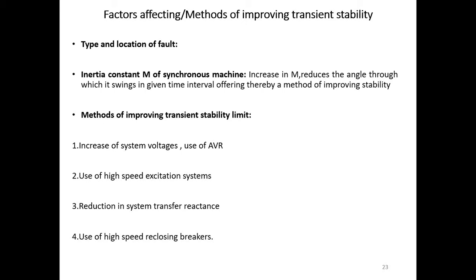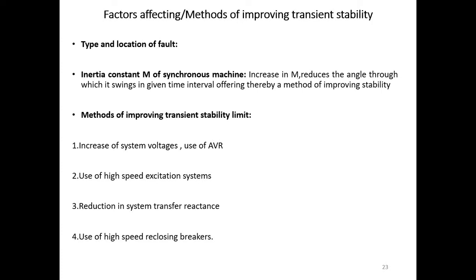And second point, inertia constant. So what is the effect of the inertia constant M of the synchronous machine? Increasing M reduces the angle through which it swings in a given time interval. That means whenever a sudden disturbance occurs, rotor angle delta causes the swing, but if the inertia constant M is more, at that time this rotor angle swing is less, offering a method of improving the stability. It is observed that the increase in the inertia constant M of the machine reduces the angle through which it swings in a given time interval, offering thereby a method of improving the stability.